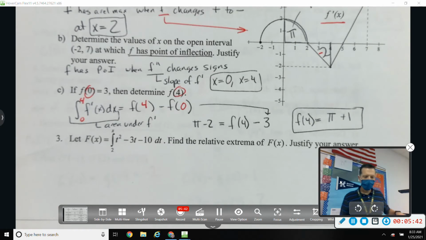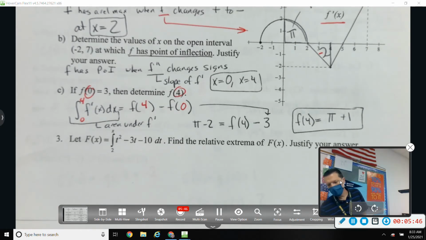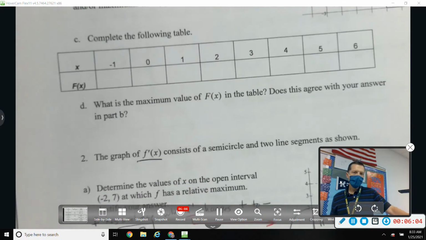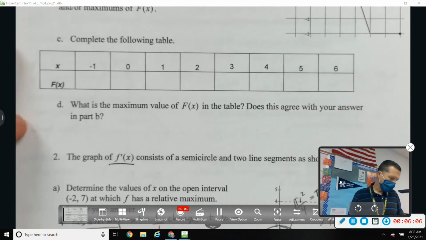What else would you like to see from that worksheet? I was kind of confused on how to get the numbers in the table, like for 1C. Okay. So 1C, the numbers in the table.